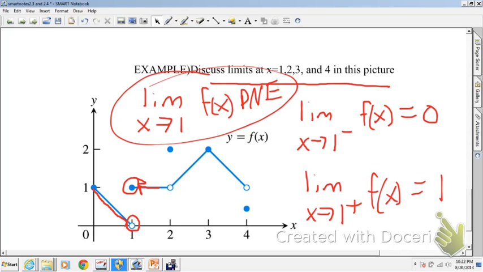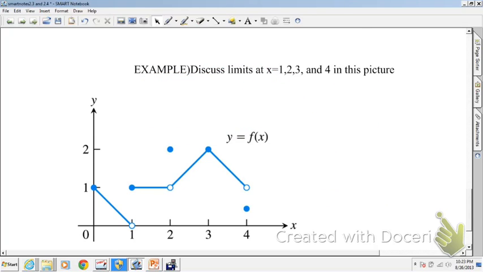Okay? Hope that helps. Let's sort of look at another point on the function. Okay, now let's take a look at, let me grab my pen there, let's take a look at the limit as x approaches 2 from the left. Okay, as I'm coming in towards 2 from the left, my functional value is at 1.